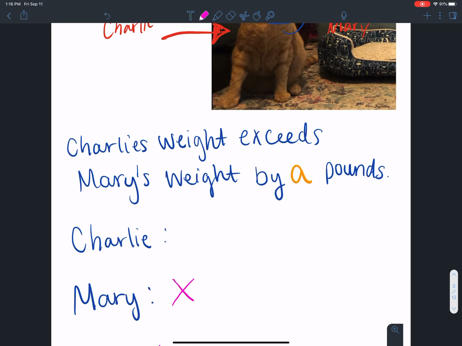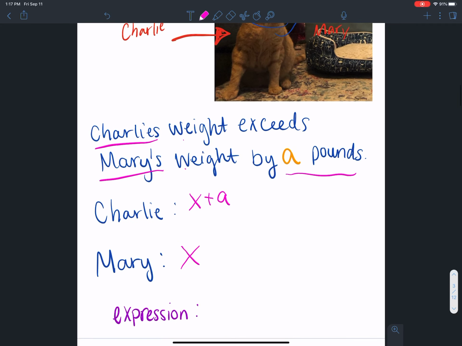So when you're talking about 2 different variables, Charlie and Mary, we're both talking about weight here. So we want to put our question in terms of X. So Mary would be X, Charlie would be X plus A, because we don't know how much Mary weighs, and we don't know how many more pounds Charlie weighs, but we know that he is A more pounds than Mary. He exceeds Mary's weight by A pounds. So that's all that means.